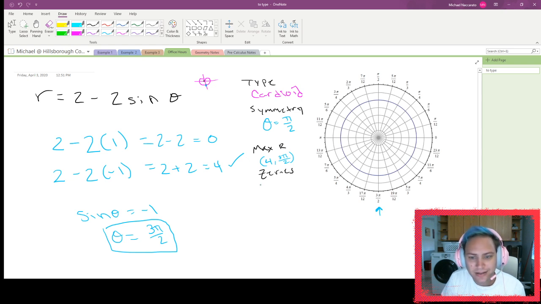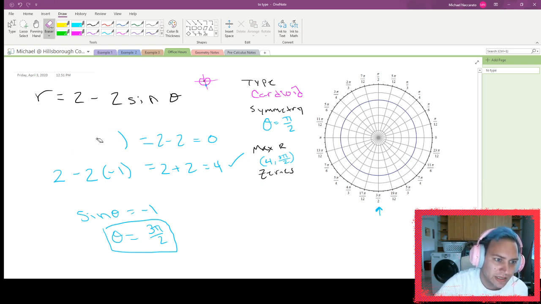Okay? And last is to determine my zeros. So again, to do zeros, let me erase this again. To do my zeros, we're going to set everything in here equal to 0. That whole equation is going to be equal to 0.